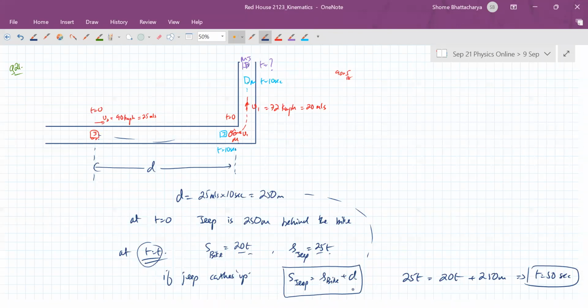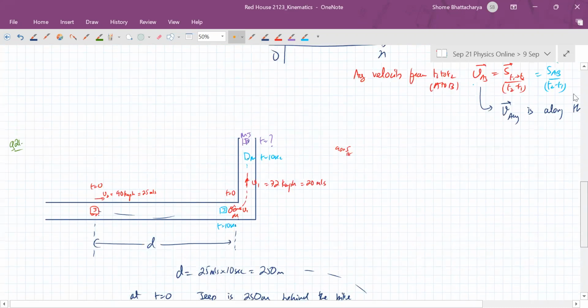Okay. So basically the only formula you're using is that when speed is constant, distance is speed into time. The rest you're just using the geometry of the question the way they've given. They've given some information from which you can see that initially the distance between them is 250 meters. So by the time they catch up, the jeep should have covered that 250 meters. So it has traveled an extra distance of 250 meters. That's basically the idea that we're using. Okay, so hope this one is clear.